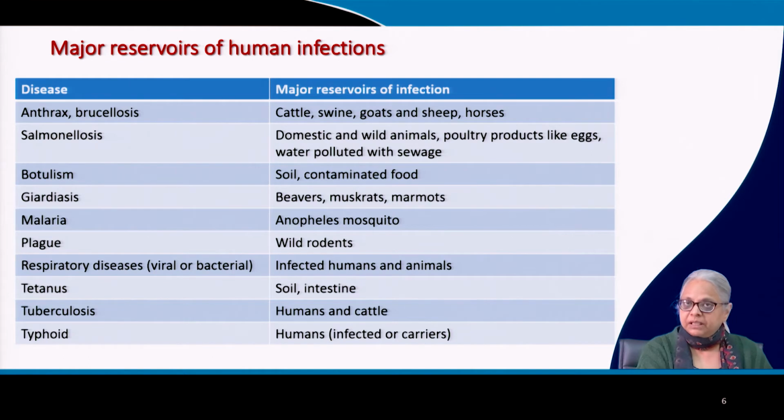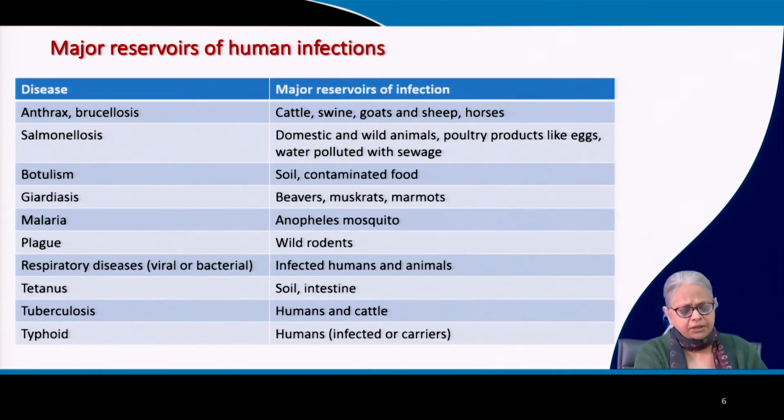Salmonellosis, the biggest reservoirs are domestic as well as wild animals, poultry products like eggs, and water that is polluted with sewage. Botulism comes from soil as well as from contaminated food. Giardiasis comes from beavers, muskrats, marmots, and so on. Malaria is from the Anopheles mosquito. Plague is from wild rodents.